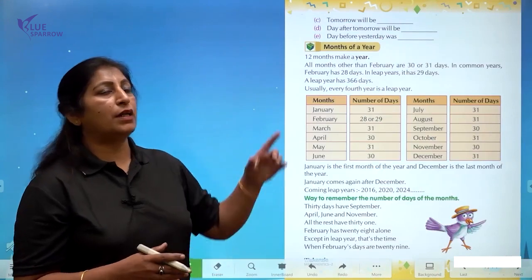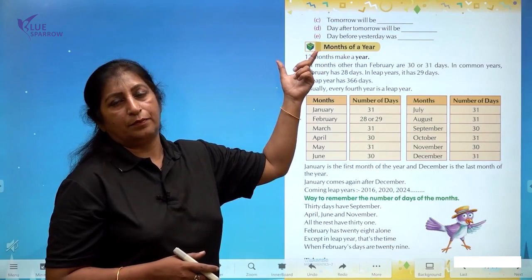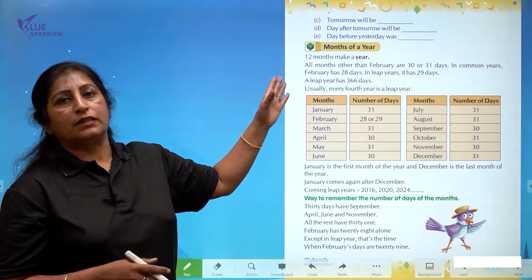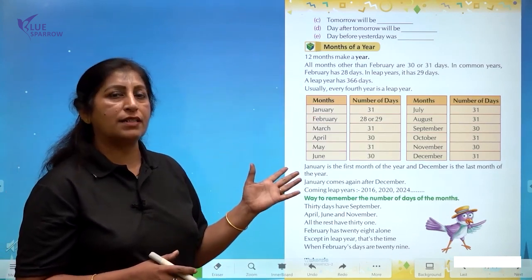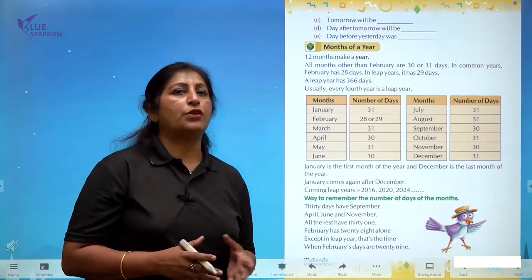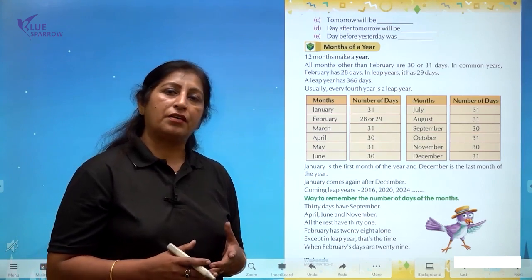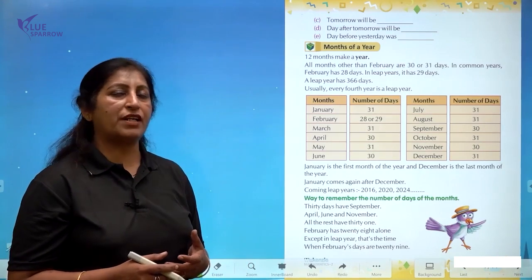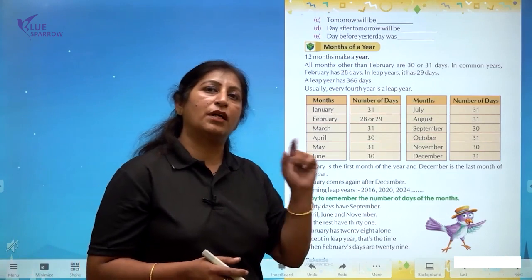Now we would learn the months of the year. You know that 12 months make 1 year. There are 12 months in a year. All months in the year except February have 30 or 31 days, and February has 28 days in a common year but 29 days in a leap year. A leap year has 366 days while a common year has 365 days in total. In the leap year, there are 29 days in the month of February.